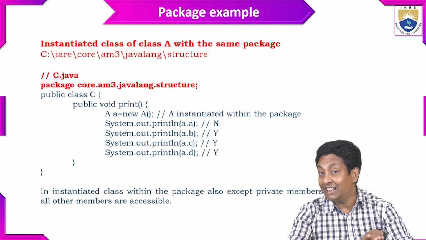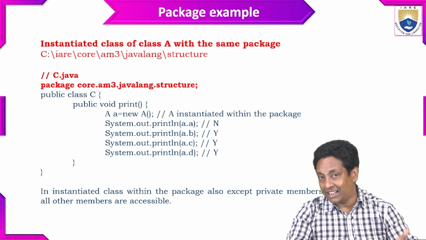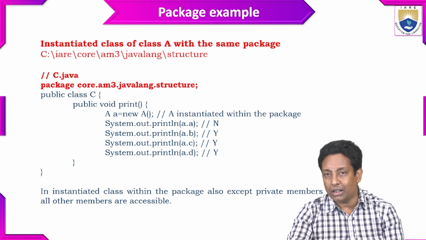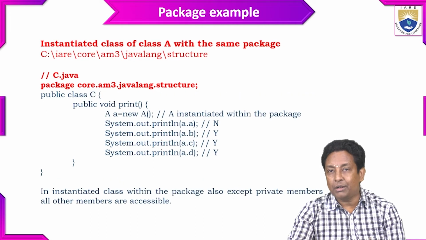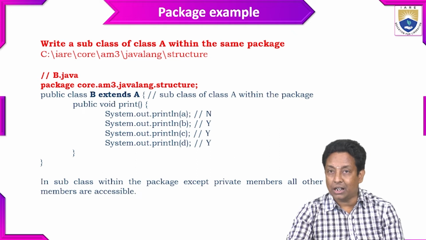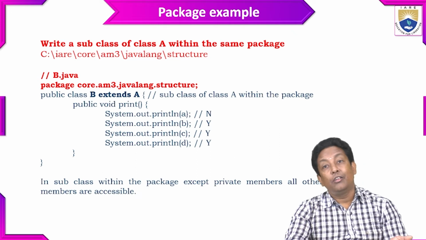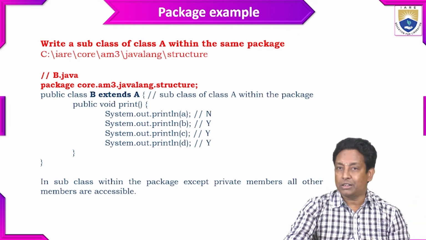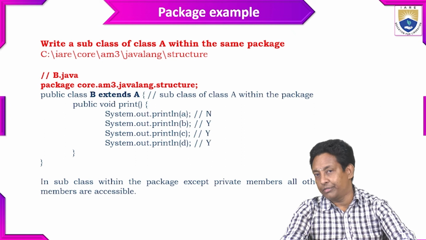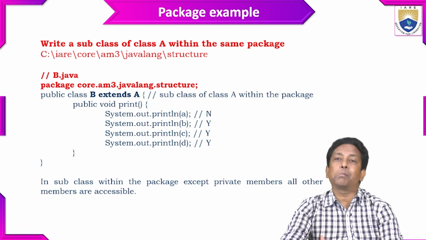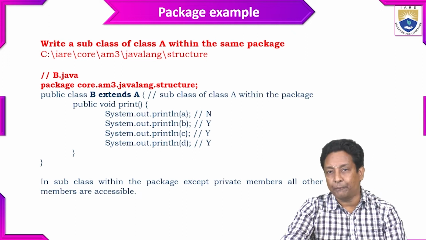So C instantiates class A. So here, except A, all three variables B, C, D are accessible. Similarly, same as B and C, a subclass and an instantiated class within the package, we'll go to outside the package. Outside of the package, we'll write one subclass of A, we'll write one instantiated class of class A, and we'll see how far the private, default, protected and public member variables can be accessed.